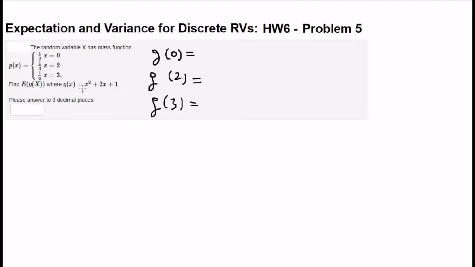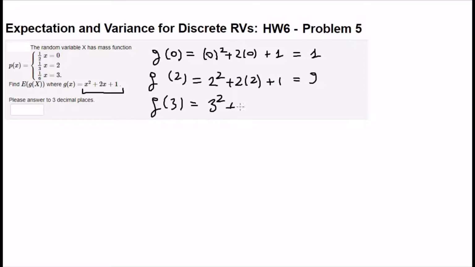g of 0 is, in this defined function, 0 squared plus 2 times 0 plus 1, which is 1. And g of 2 is 2 squared plus 2 times 2 plus 1, which is 9. And g of 3 is 3 squared plus 2 times 3 plus 1, which is 16. And we were given that probability of x equal to 0 is 1/2. And g of 0 is equal to 1. So it's going to be 1 times 1/2, which is 1/2.